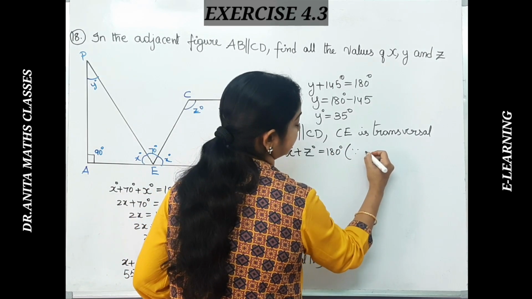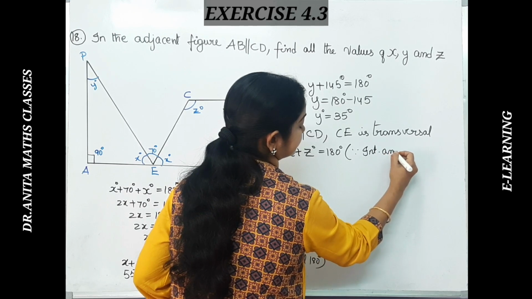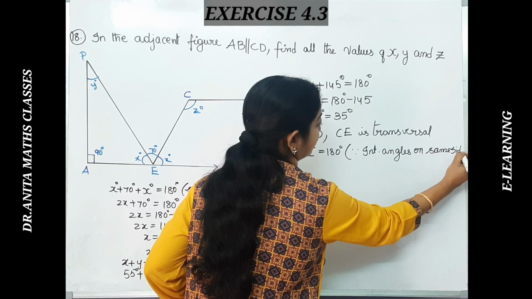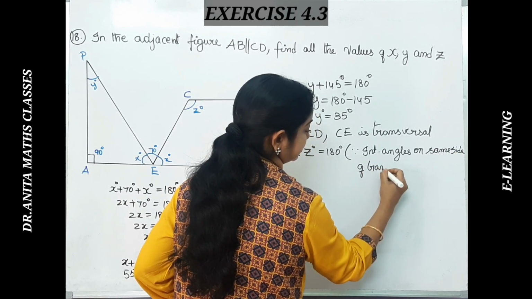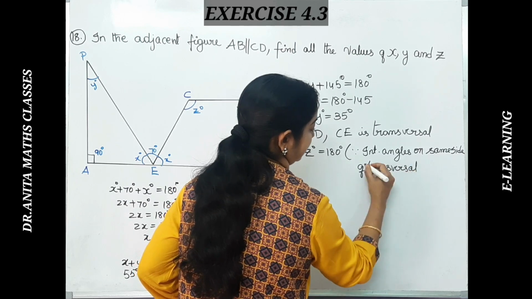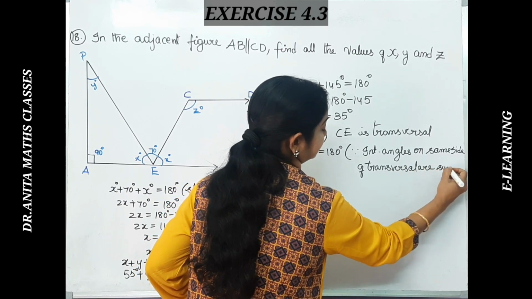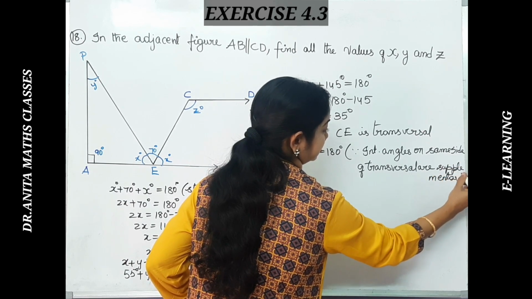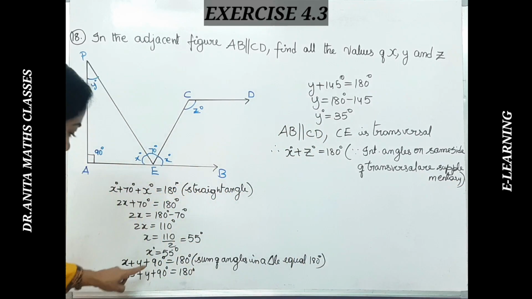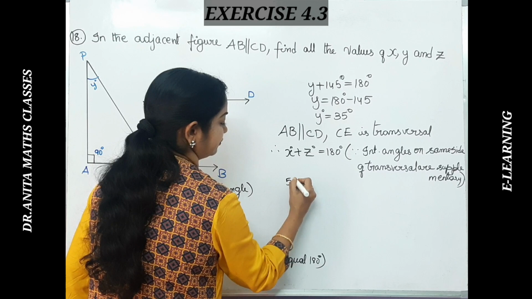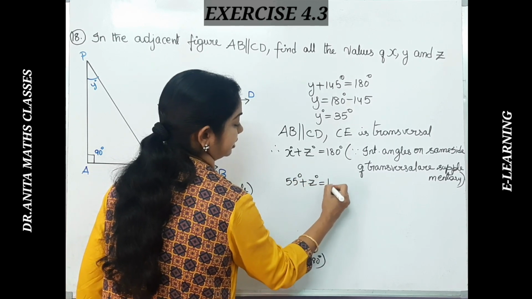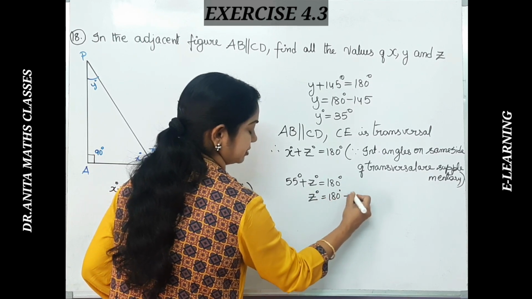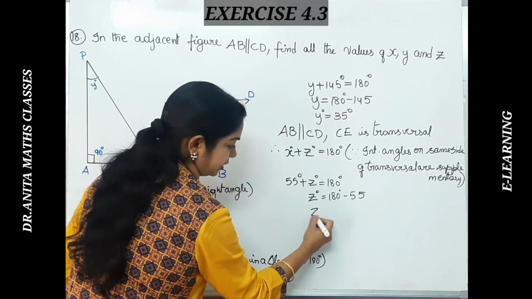Why? Because interior angles on the same side of the transversal are supplementary. Okay. So, here we know the value of x. X is 55 degrees, plus z equals 180. So, from this we will find the z angle. Z angle is equal to 180 minus 55. So, that comes to 125 degrees.